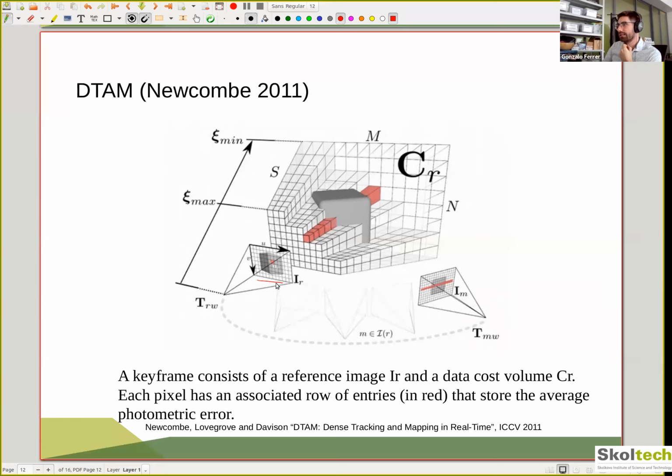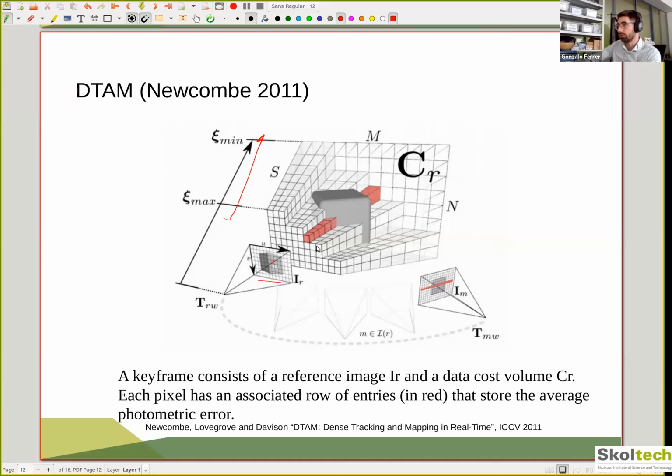Inside, what is written is the photometric error inside of each of these cells. And this direction is just the inverse of depth. So at each of these cells, we are measuring what this photometric error is, and we are storing it. And this is our map now. Forget about sparse 3D points in the world. There's going to be this volumetric structure.